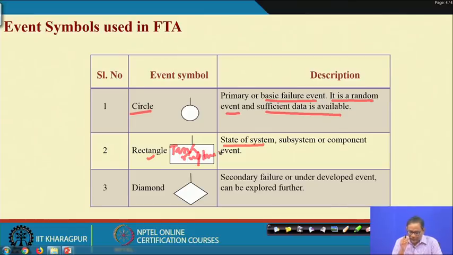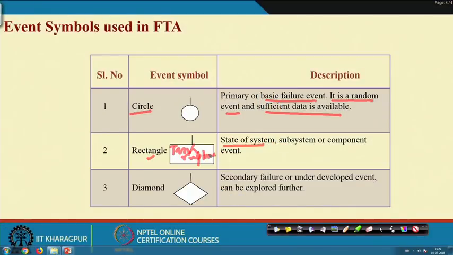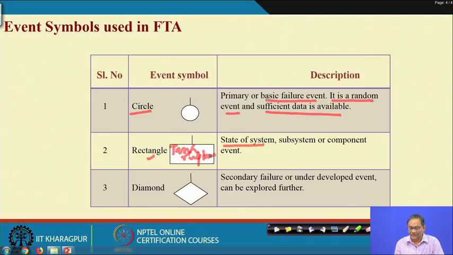Okay. So, then diamond. Diamond is a secondary failure, an underdeveloped event that can be explored further. What happens when you link the top event, like the tank rupture, to the bottom events up to the component level? There will be several intermediate events, but you may find that some of them are underdeveloped, meaning you do not have the full information and need to explore further. And at present, when you are developing the fault tree, your knowledge base is not sufficient to explore it, then this will be put under the diamond symbol.